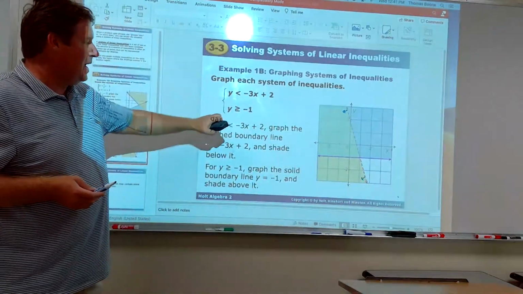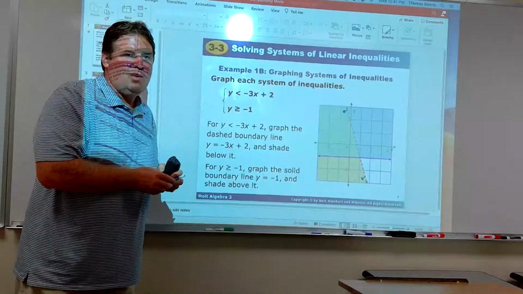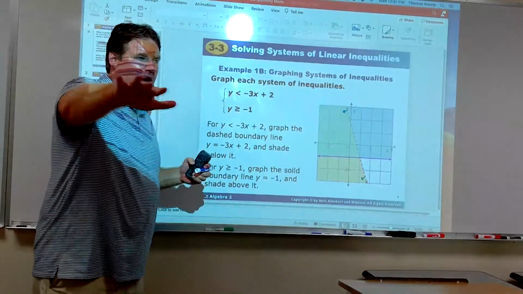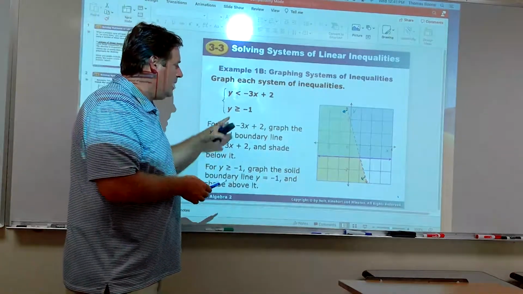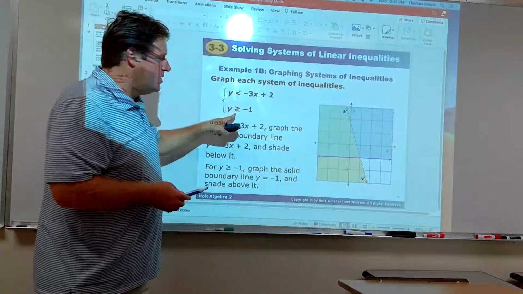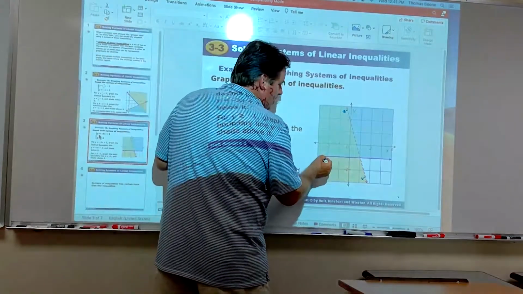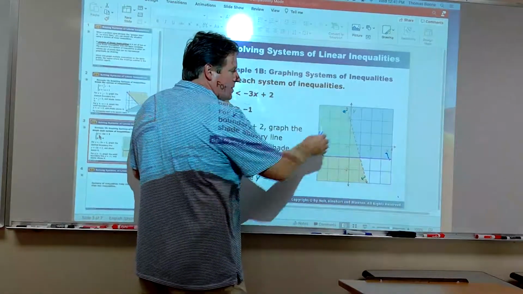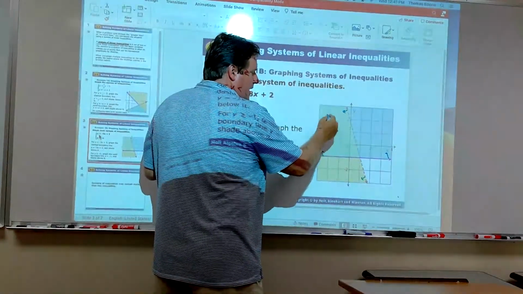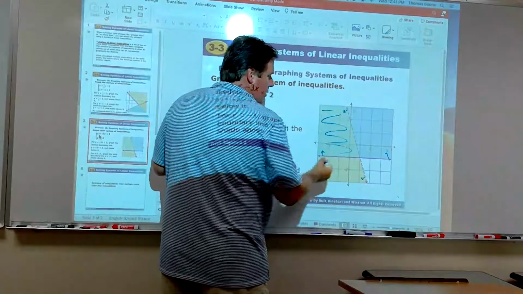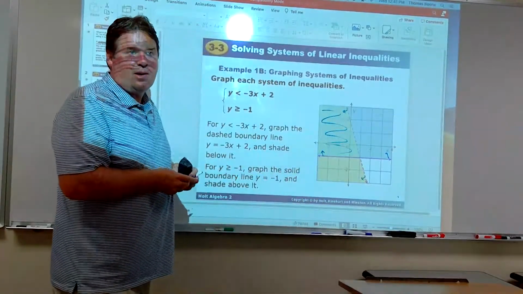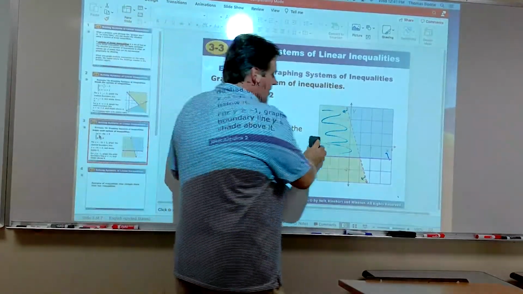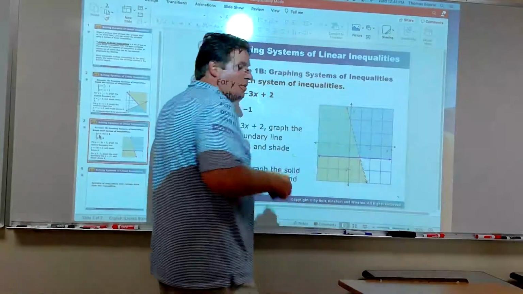And then, of course, we have y is greater than or equal to -1. We know that that's a horizontal line right there at -1, and again, it's going to be solid. So we have that one, and greater than, so we're going to be above. So I like to use the arrows there. And then find out, okay, so below here but above here, we're looking at this region right in there. Okay, as we go.